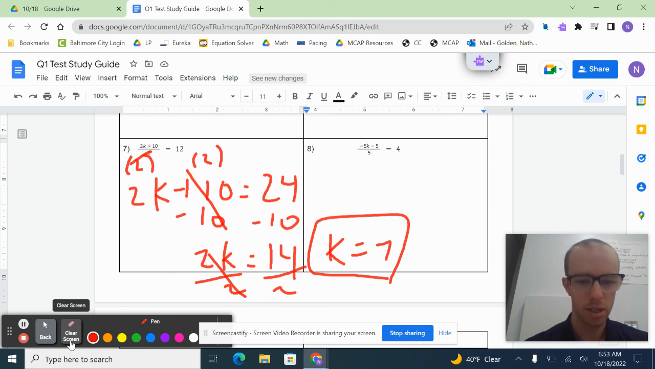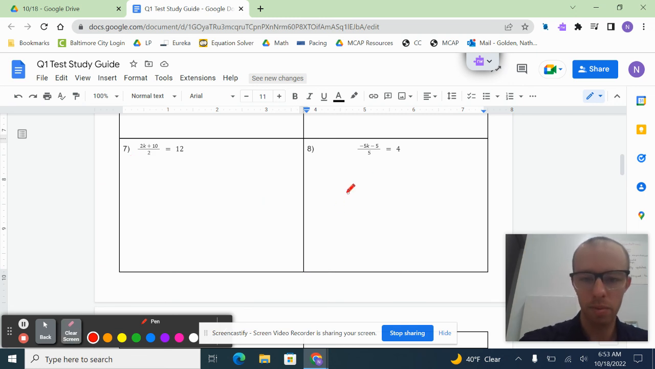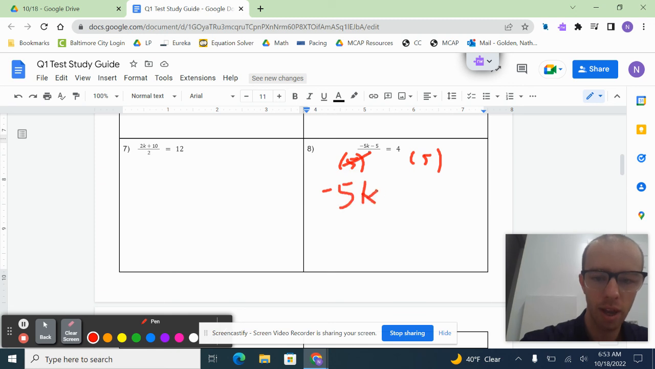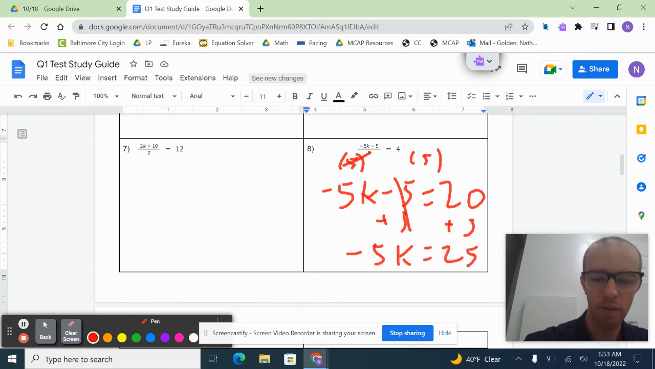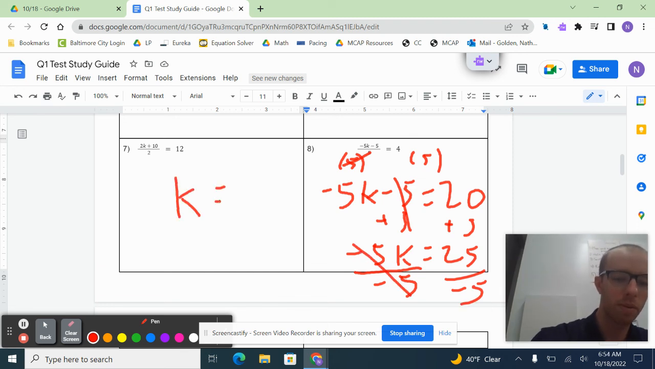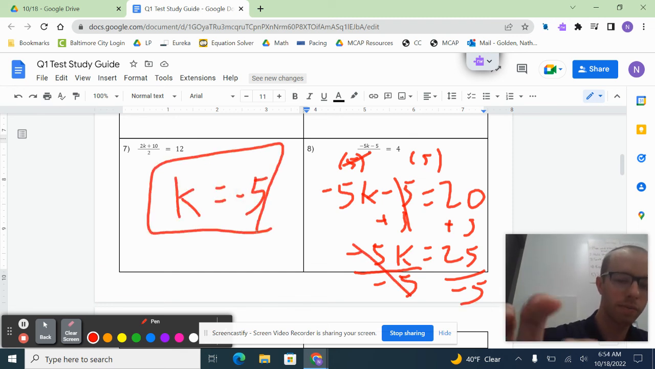All right. Last one for part 1, and we'll end the video. Again, to get rid of a divide by 5, I'm going to multiply each side by 5. These cancel. I get negative 5k minus 5 equals 20. Add 5 to each side. Negative 5k equals 25. Now to get rid of multiplication, I do division. And I get k equals negative 5.